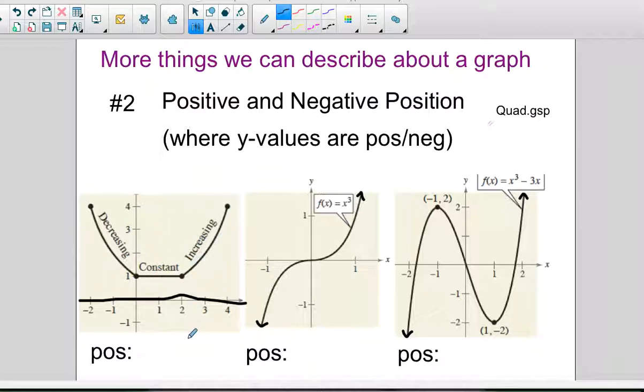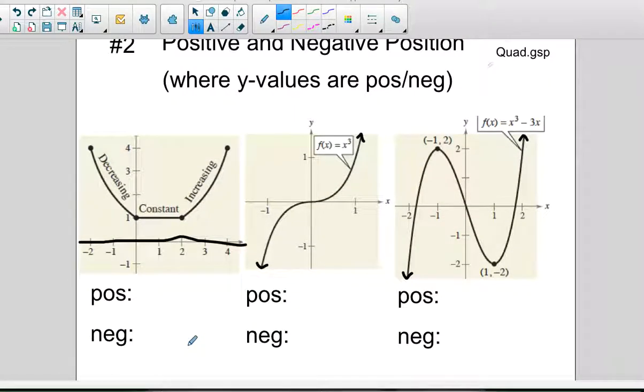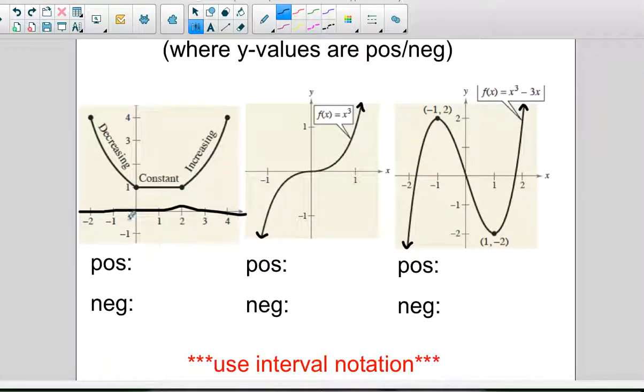The entire graph is above the x-axis, so all of the y values are positive. So this is positive position throughout. Again, do it with the x values, which is -2 to 4. And again, no brackets ever with this one either. And then there is no negative position, so you could just say none.